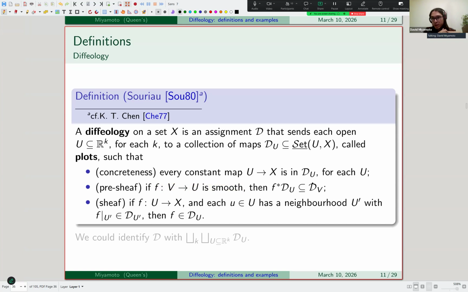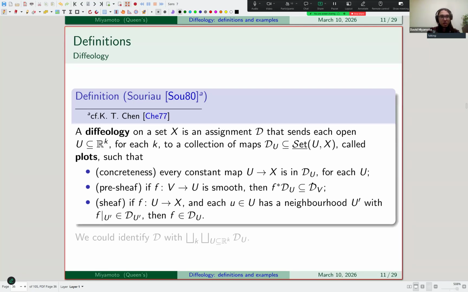And finally, a sheaf-like condition. So if I have a given map from an open subset into X, and at each point I have a neighborhood U prime where I'm actually a plot, so F restricted to U prime is a plot of X for each U prime, then F itself is a plot. And this last one can be thought of as smoothness being a local condition. If I have a given map into a manifold, then I can check if it's smooth by looking locally. Is it smooth in each neighborhood of each point? Then it's smooth on the whole domain. And that's what this sheaf condition is saying.